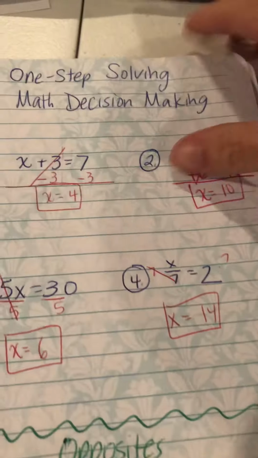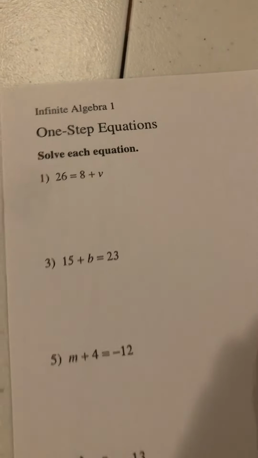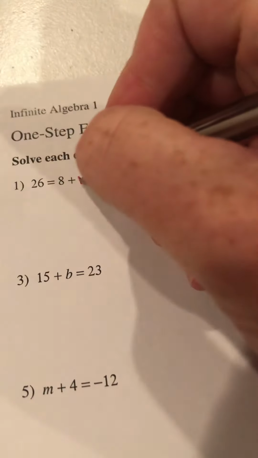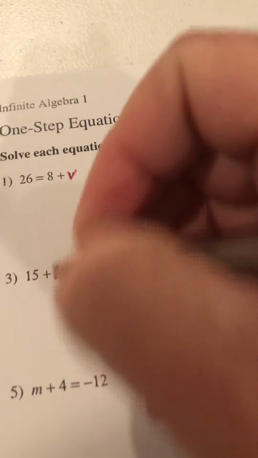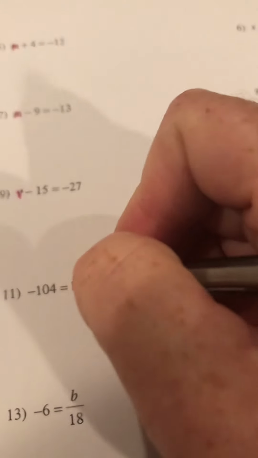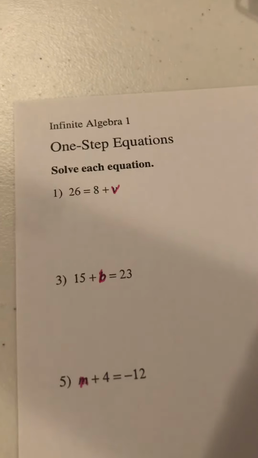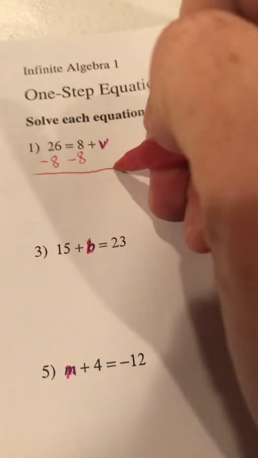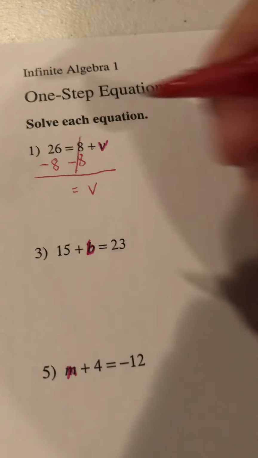Let's move on to your homework or your assignment. It should look something like this. And for my students, what I typically do is have them grab a highlighter and highlight the letters that they're trying to solve for. I think that's easier. I like to use a highlighter or a marker so that we can all see what's happening. So the whole point of this is to isolate the variable, or to get it by itself. So right here, if it's v plus 8, we would want to subtract 8 from both sides. Again, canceling out. And 26 minus 8 is 18.